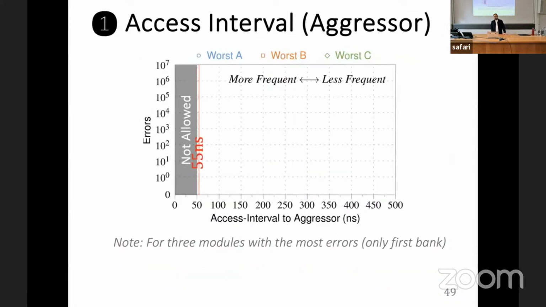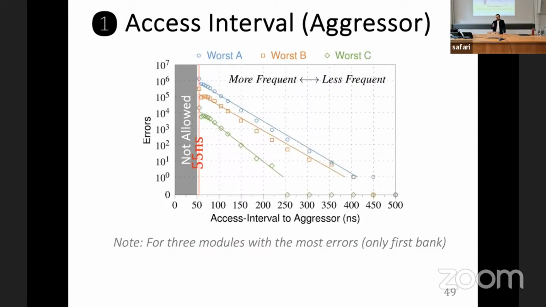So we look at how the access interval of the aggressor affects the bit flips. So how frequently you need to hammer, basically. The highest frequency you can activate a row is one activation every 55 nanoseconds. This is a timing constraint by the DRAM communication protocol, DDR3 of that time. You cannot activate a row more frequently than 55 nanoseconds.